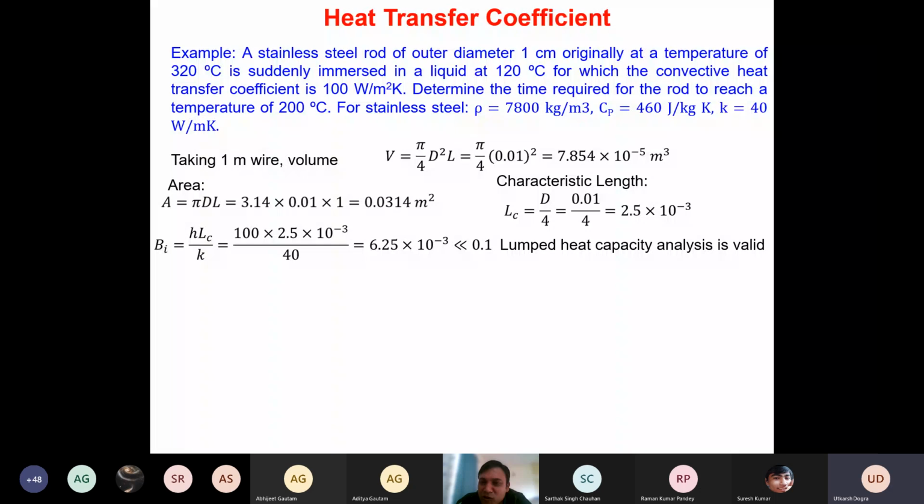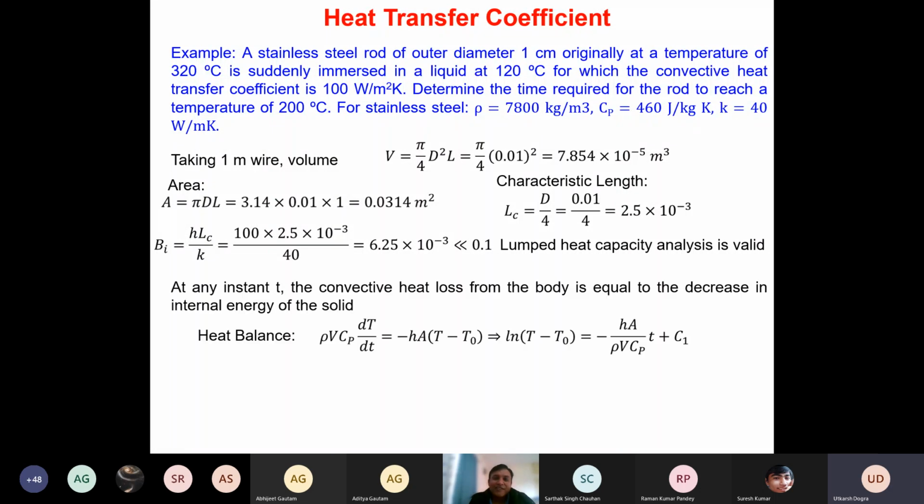Is it clear? Yes or no? We will get a similar expression here also. All right, so this is the same balance equation which we have seen earlier, isn't it? Heat lost by the body is equal to the decrease in the internal energy of the solid. So rho V Cp dT by dt, that is the change in the internal energy, and that should be equal to the heat lost by the body. Heat lost by the body will be given by hA delta T, isn't it? Correct? Yes or no?